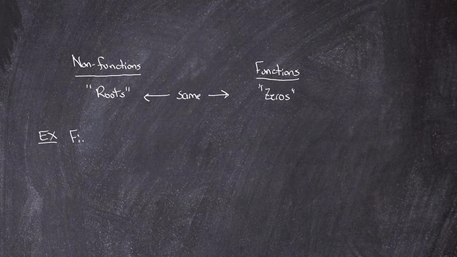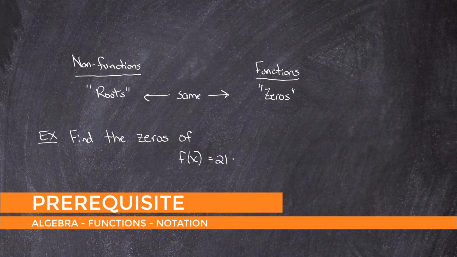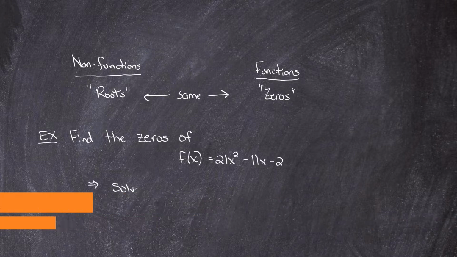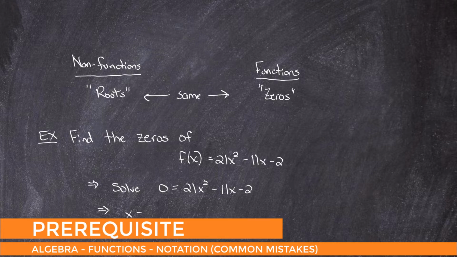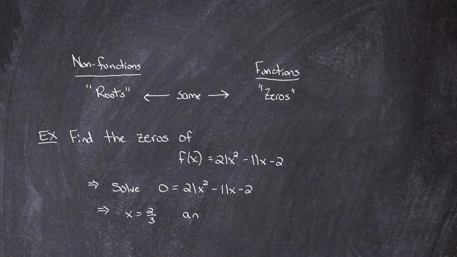Thus, if asked to find the zeros of the function f of x is equal to 21x squared minus 11x minus 2, by definition, these occur when the function is 0, so we still want to solve that same equation we keep running back into. As we already have computed, the solutions to this equation occur at x equals 2/3 and x equals negative 1/7.